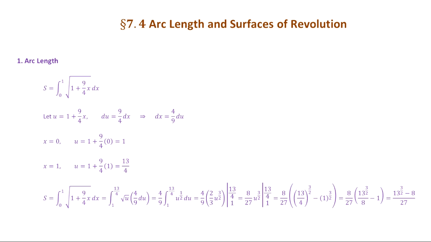Take out the 4/9 from inside. That's a constant. So we just need to integrate u to the 1/2. You just use the power rule for integration. You got 2/3 u to the 3/2. And then plug in 13/4 and 1. So 4/9 times 2/3, you get 8/27. Remember, you multiply top by top and bottom by bottom.